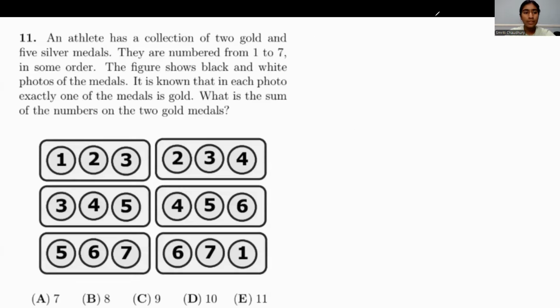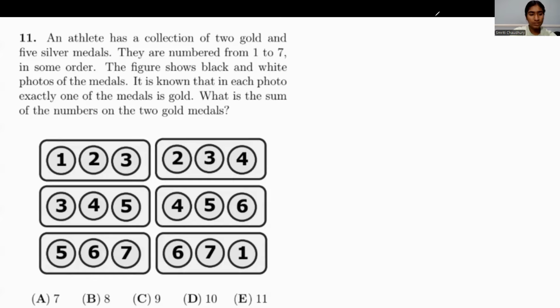Number 11. An athlete has a collection of 2 gold and 5 silver medals. They're numbered from 1 to 7 in some order. The figure shows black and white photos of the medals. It is known that in each photo, exactly one of the medals is gold. What is the sum of the numbers on the 2 gold medals?